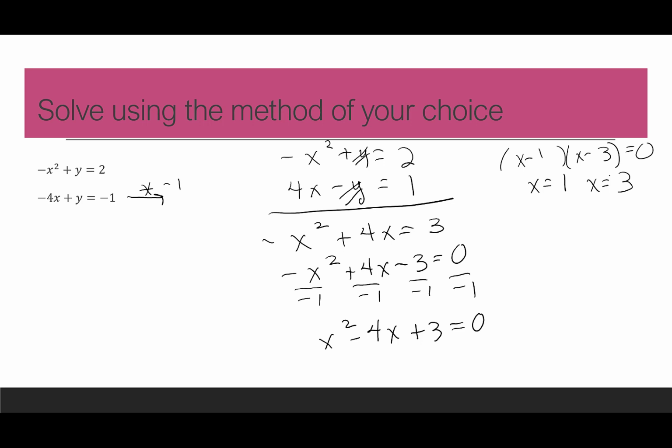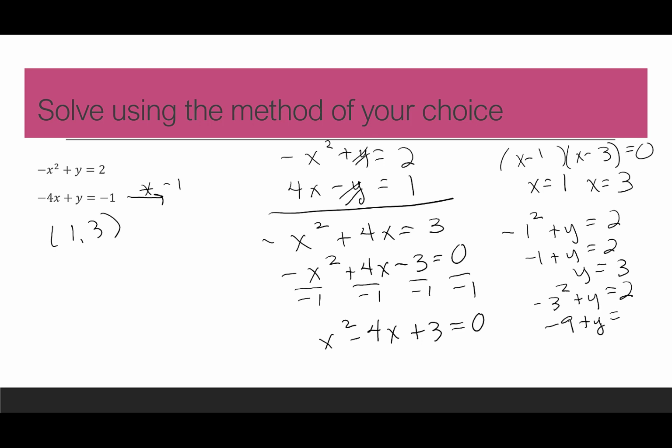So now I need to go back and plug that in. So I have negative 1 squared plus y equals 2. Well, negative 1 squared is negative 1 plus y equals 2, says y is 3. So that was the point 1, 3. Then again, let's do negative 3 squared plus y is 2. Negative 9 plus y is 2, says y equals 11. So my second point is 3, 11. Don't let this negative outside of the squared fool you. Remember, you always do exponents before signs.